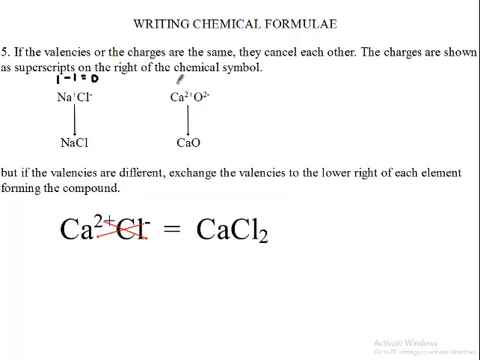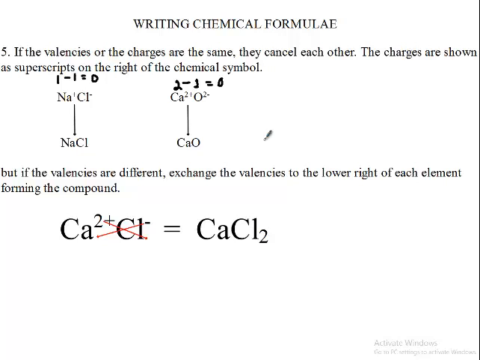Now we have calcium plus 2 and oxygen minus 2. So 2 take away 2, that is also going to be 0. So they take away the charges, and then we get calcium oxide. So if you have minus 3, plus 3, they will take away their charges. Minus 4, plus 4, charges will be taken away. So if the valencies are the same, they cancel each other out.